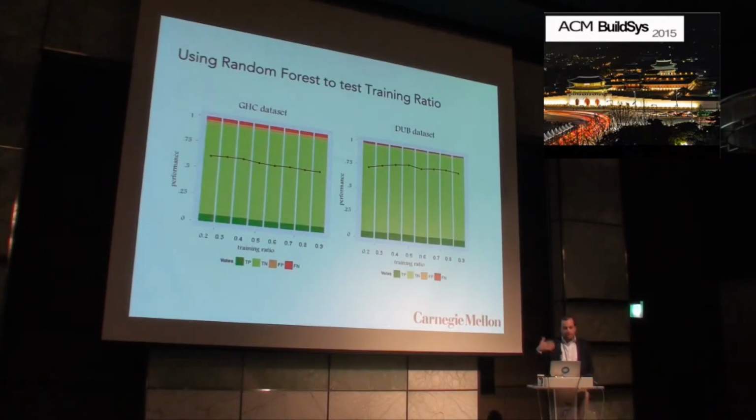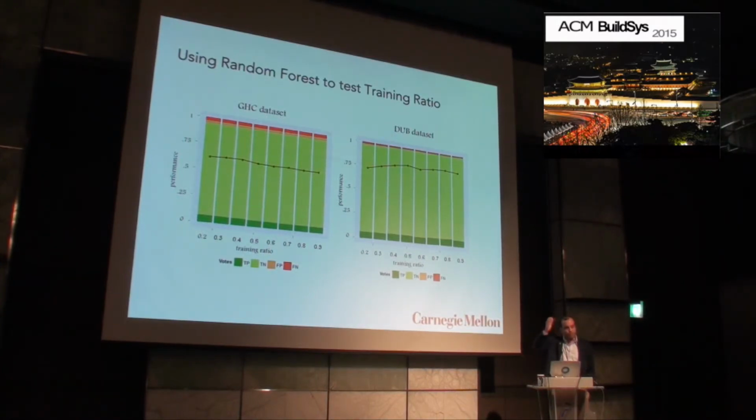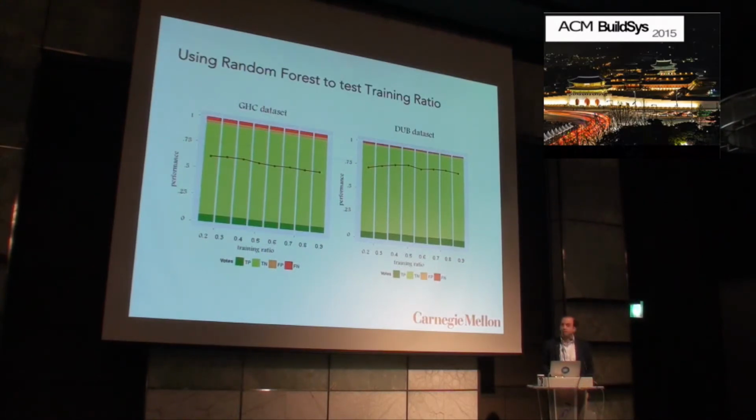So I asked earlier what happens if you change the ratio of data. So we started with 20%, as I said before, but if I increase the training ratio up to 90%, results don't change that much. So even if I trained on 90% of the data and tested on 10%, on both data sets, it remains the same, which is kind of interesting.